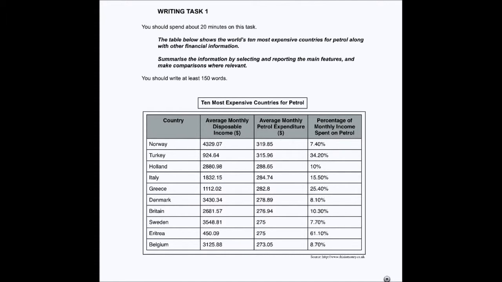So let's have a look at the first column. Here we've got the countries, and then the next 2 columns, they represent dollars. The first one is the monthly disposable income, the next one the average monthly petrol expenditure. The final column represents the percentage of monthly income which is spent on petrol.